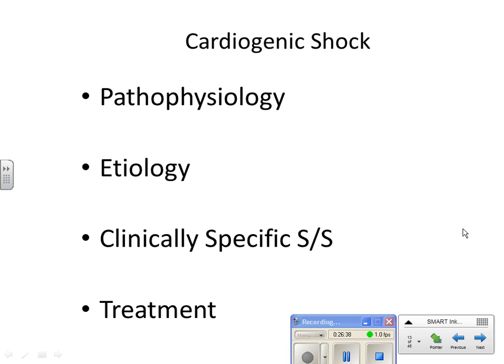And then we're going to talk about cardiogenic shock. Cardiogenic shock means that the tissues are not getting enough oxygenated blood because the pump is failing. It's something that's actually wrong with the pump as opposed to an external problem that causes the pump to fail. It is probably the most lethal form of shock. Patients that go into cardiogenic shock have an 80% or more mortality rate.